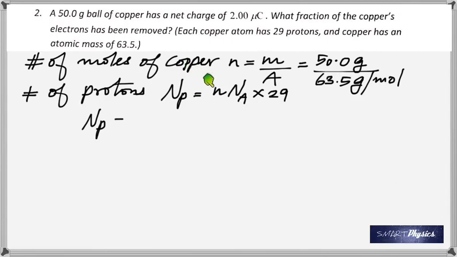That's the number of moles. That's the Avogadro number. That's the number of protons. Are you with me? So you multiply all of them, you get the number of protons, as I'm putting the numbers in and calculating.